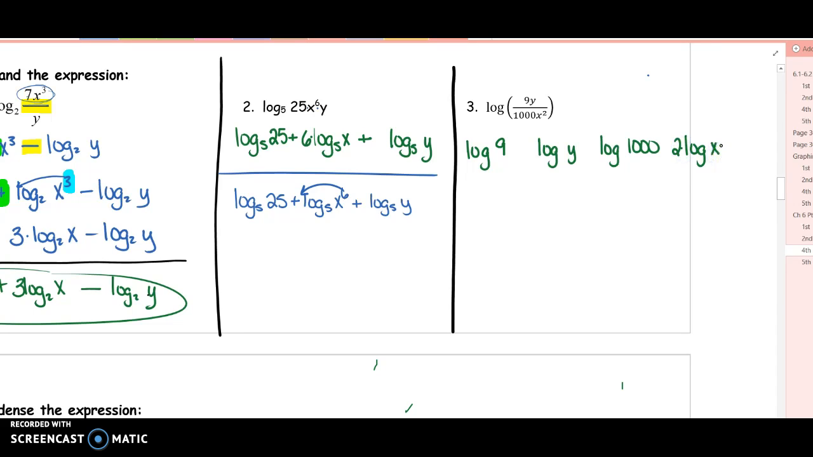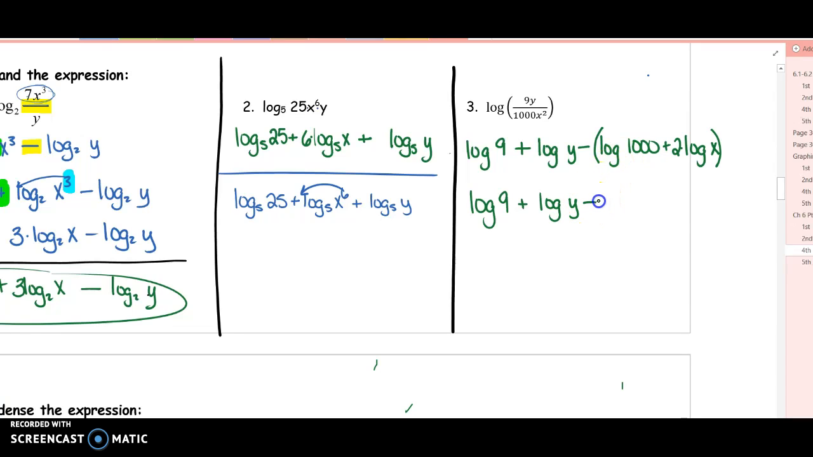Okay, now this one's a little bit weird because there's 2 things in the denominator. The log of 9, that's on the top, so that's a positive. Log of y, that's on the top, that's a positive. There's multiplication between those. Some people would say, hey, there's multiplication between the 1000 and the x squared, so there should be a plus between those. That is fine, but if you do it that way, you need to put parentheses and put a minus in front of the parentheses. So you're saying divided by, and all of this stuff is going to go on the bottom. The other way to do this, and both of these answers are correct, and this is the way that I personally prefer.